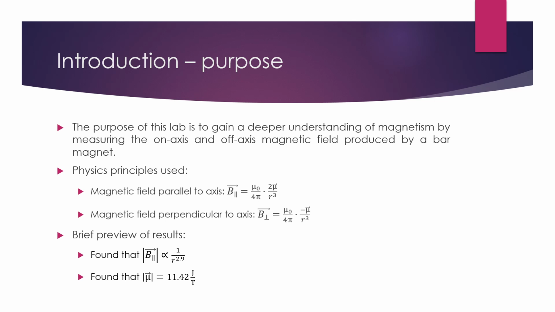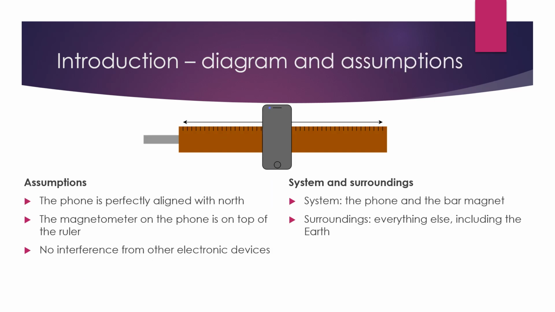A brief preview of our experiment is that the parallel magnetic field is proportional to 1 over r to the 2.9, and that the magnetic dipole moment of the magnet is 11.42 joules per Tesla.